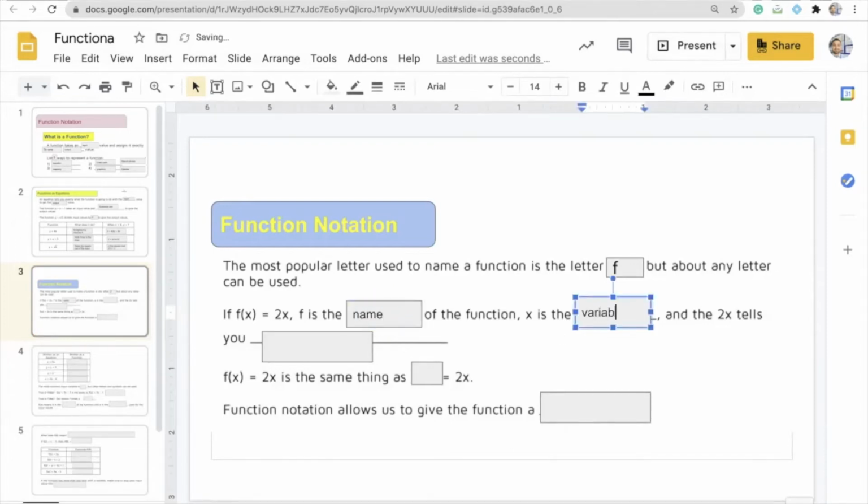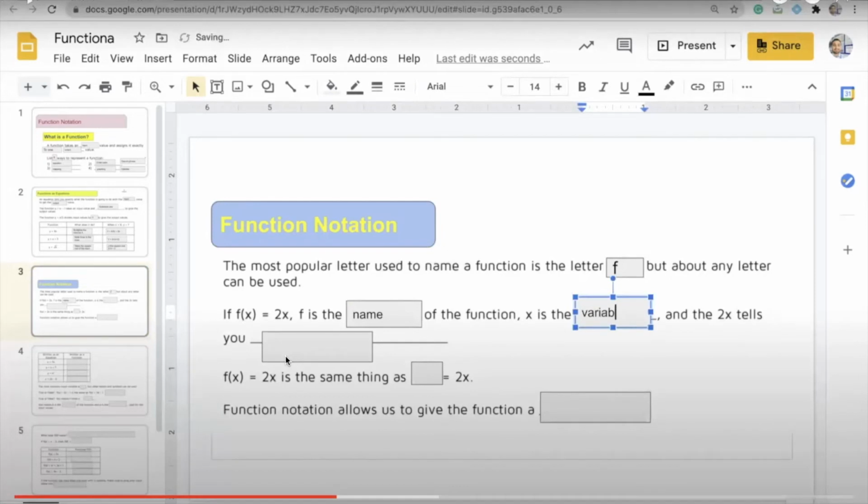What's the meaning of variable? Variable is the thing that is changing all the time. It's a letter that you don't know what the number is, so you put an x. Variable, very good, y, because it's changing all the time.